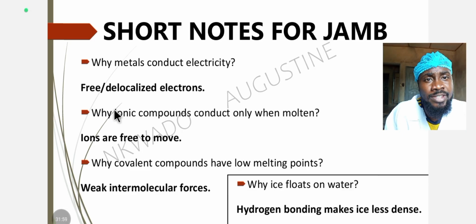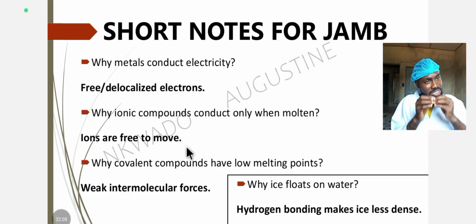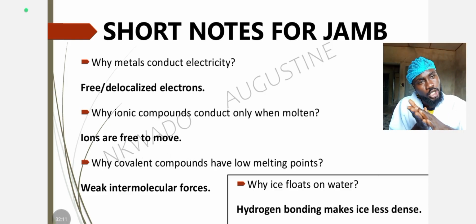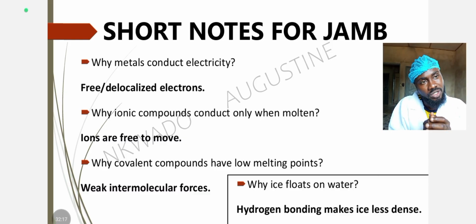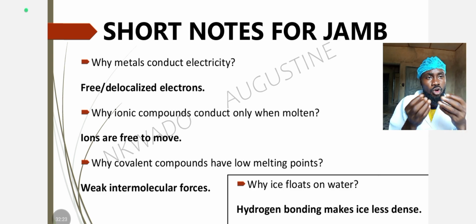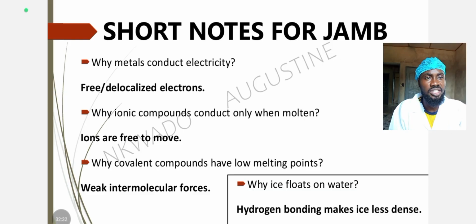Then another question here is, why does an ionic compound conduct only when molten? Because ions are free to move when it's in molten form. When it is in solid form, the ions can't move. The ions are static. So when you make the compound molten, or when you add water to it, it conducts electricity more.